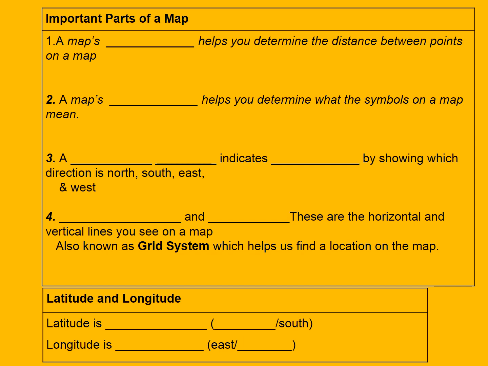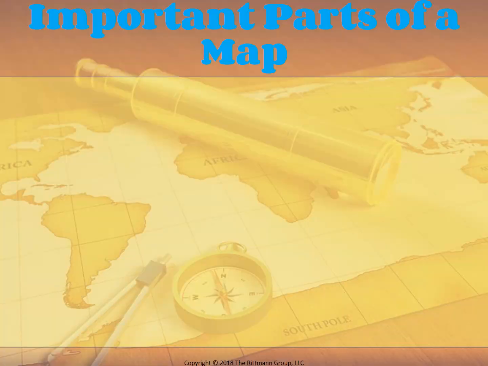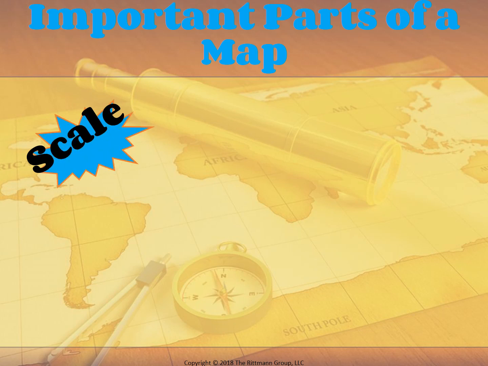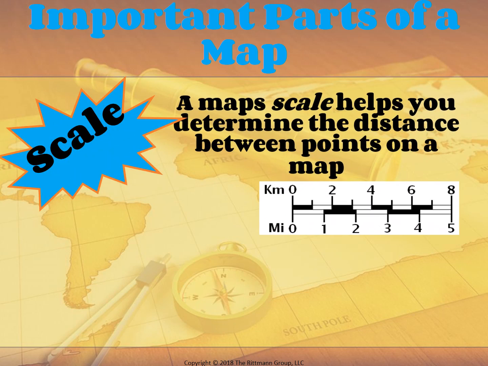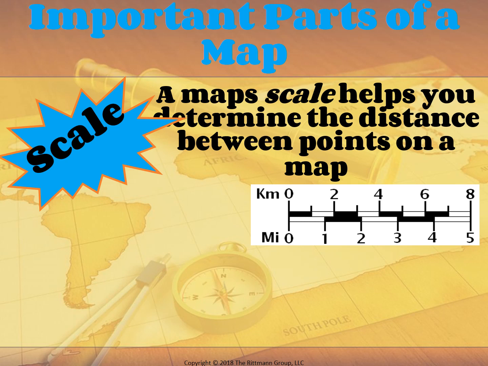Now let's talk about the important parts of a map. So look at this next section of your notes page titled Important Parts of a Map. We are going to be looking at the very distinct pieces of maps, the things that give us information about that map. So important parts of a map, we have a scale. A scale tells us the relative distance between 2 places on a map, most generally measured in kilometers and miles, depending on where you are.